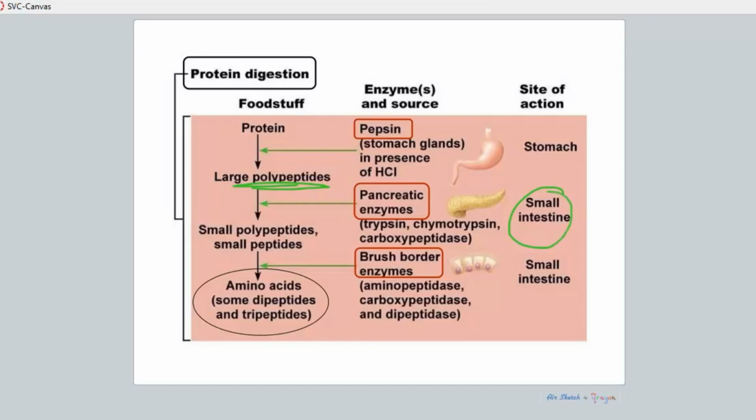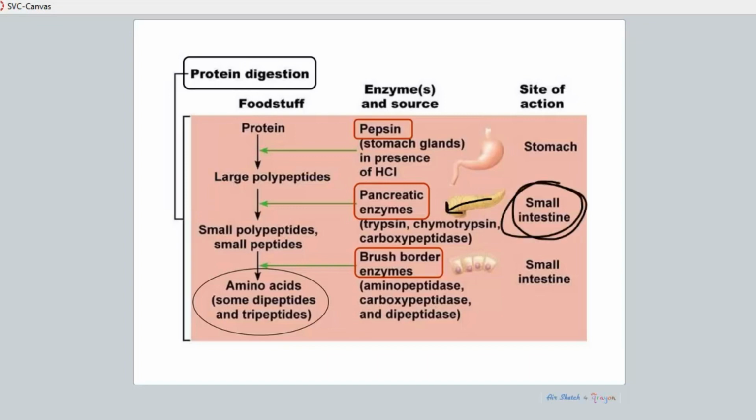And that's where we have pancreatic enzymes that are going to release through the pancreatic duct into the duodenum, that are going to take these large polypeptides and break them down into smaller proteins, into small polypeptides. And don't be worried about these pancreatic proteases there, but just know that they are produced by the pancreatic cells and digest proteins in the small intestine.